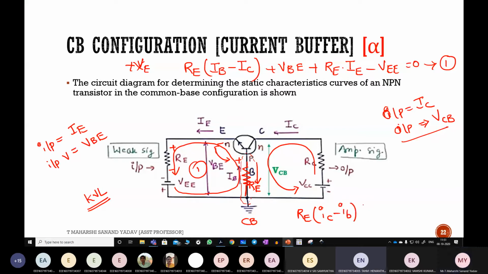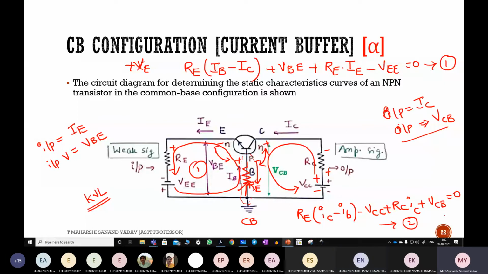Next, RC. Next here, minus and plus: minus VCC, plus RC into IC. We are done with RE already. We are left with only one voltage. Is it plus or minus? Plus VCB. So plus VCB is equal to 0. So this is nothing but KVL for loop number 2.